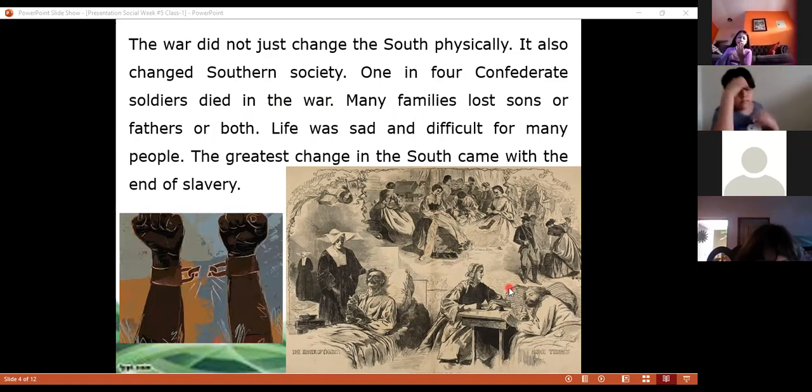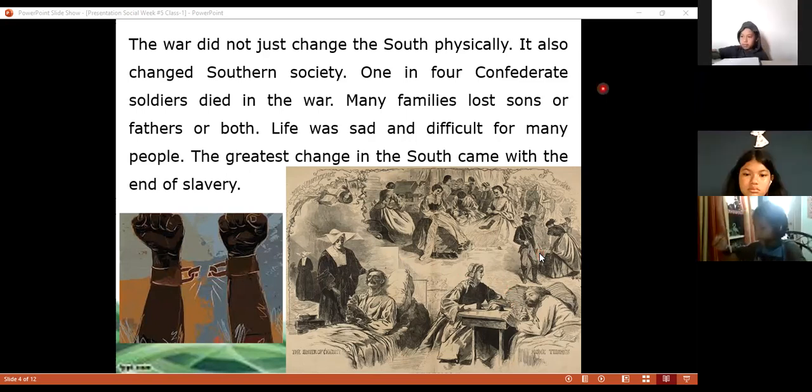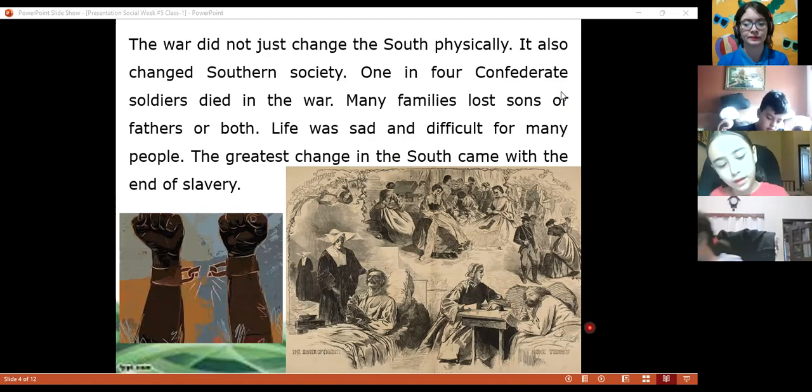And also it says the greatest change in the South came with the end of slavery. After 4 years of fighting and these people dying, they decided to change the way they perceived and saw things. And with the end of slavery, their life changed, class.